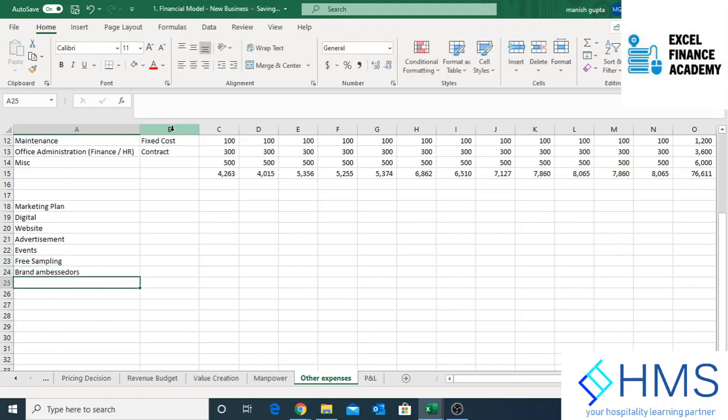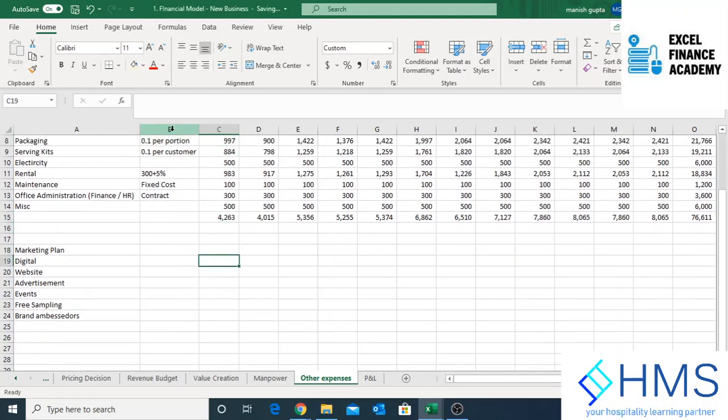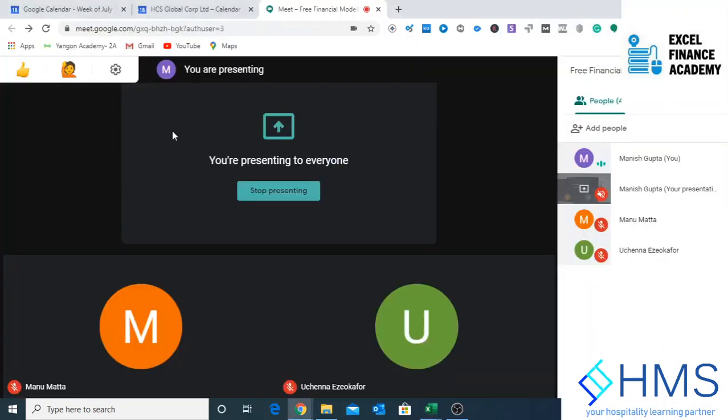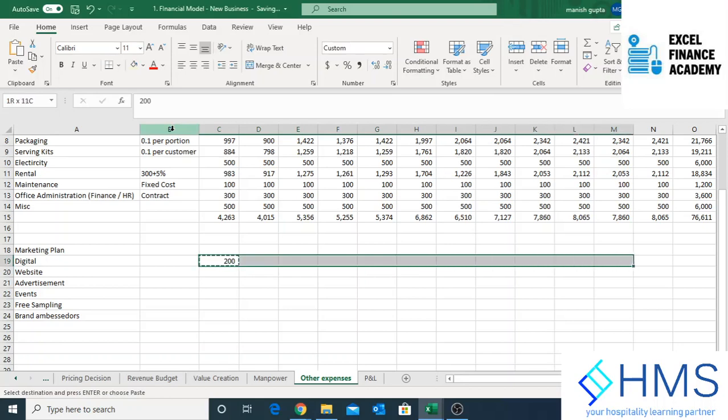So okay, now this is your marketing plan. The month in which you're going to do it, you can write down here the month in which you will do it, or you can just put it into the cost. So let's say the digital marketing, you may have a marketing consultant to advise you on who is going to do what, and you're going to spend $200 a month on your marketing expenses.